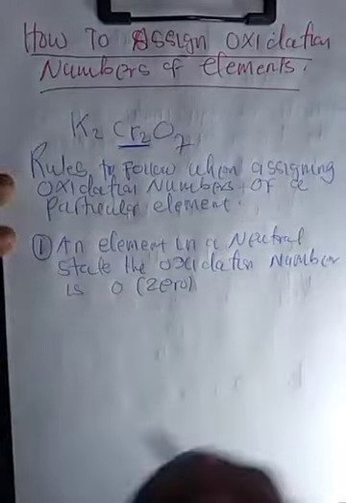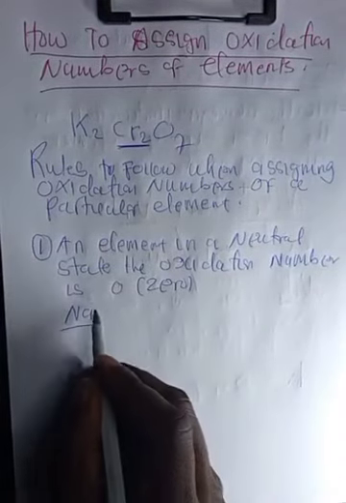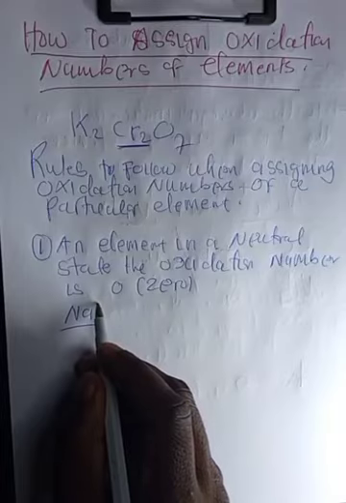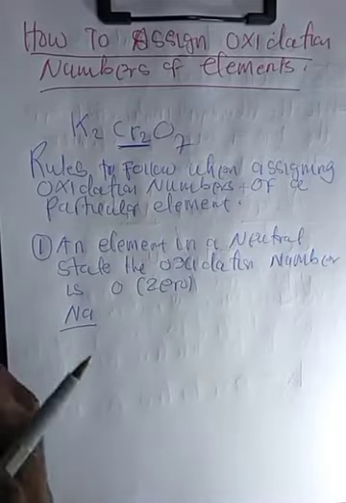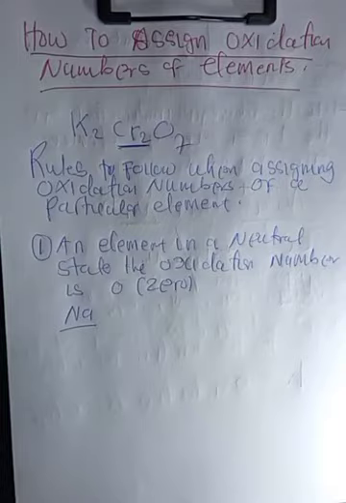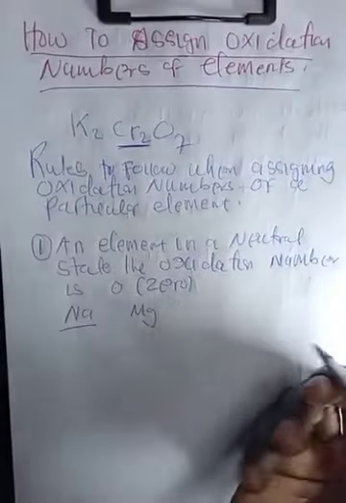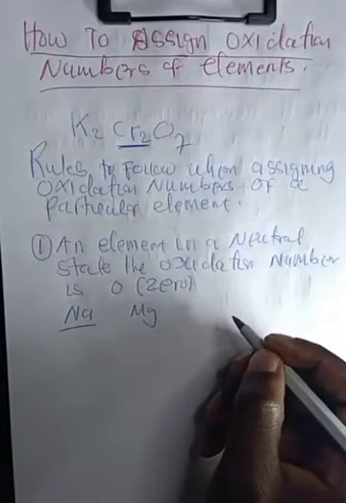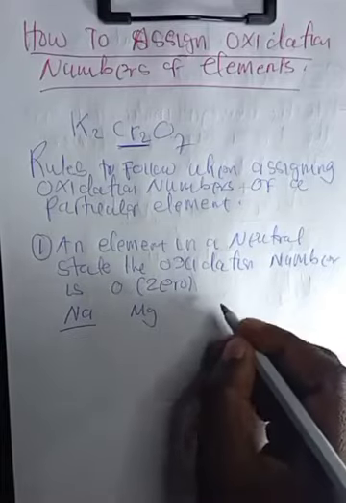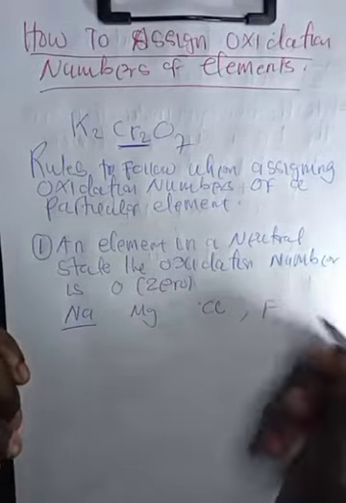For example, if I just write sodium here, I haven't indicated any charge on top, meaning this is sodium element in the neutral state. It hasn't reacted with anything. It hasn't lost any electrons. So its oxidation number will be 0. Let's go for a non-metal, maybe chlorine, or maybe fluorine.